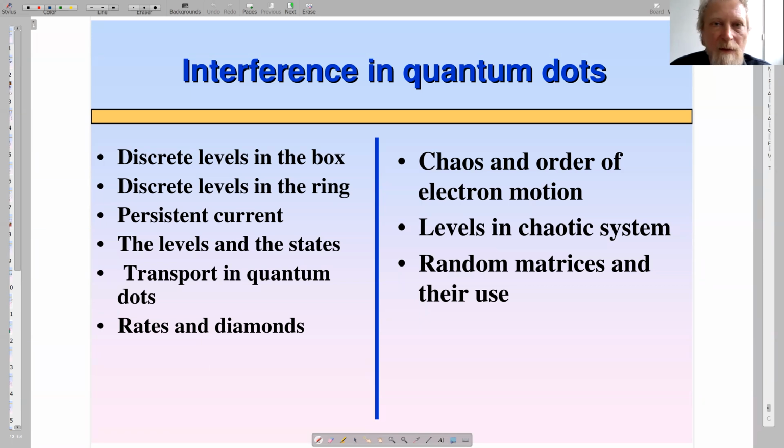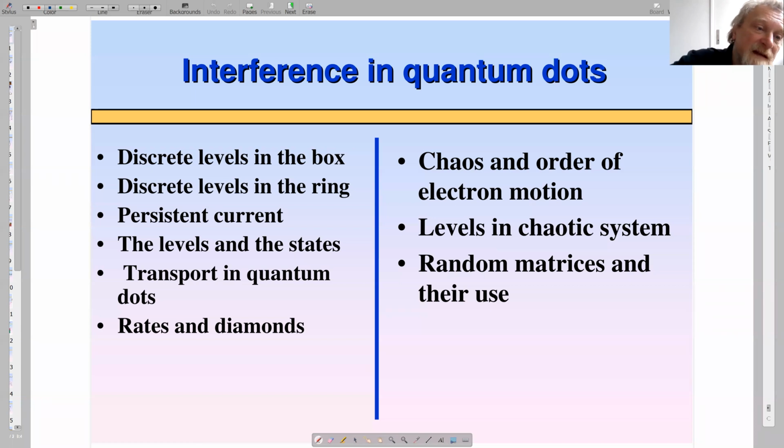Last time, we've been talking about quantum corrections to classical transport, which is a manifestation of interference. Now we are going to the kind of ultimate interference, localization. We will be talking about localized states in quantum dots. We will define quantum dots first.